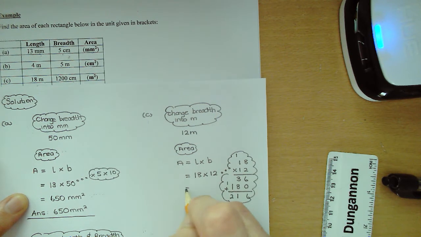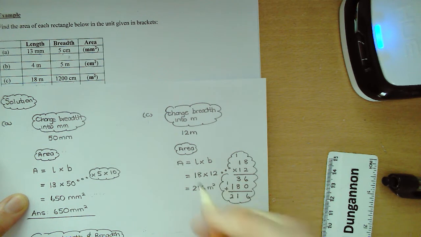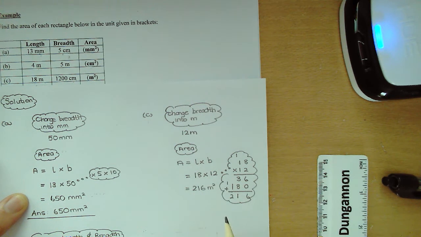So our final answer is going to be 216, and the units are metres squared because the length and breadth were both in metres. So our final answer, 216 metres squared.